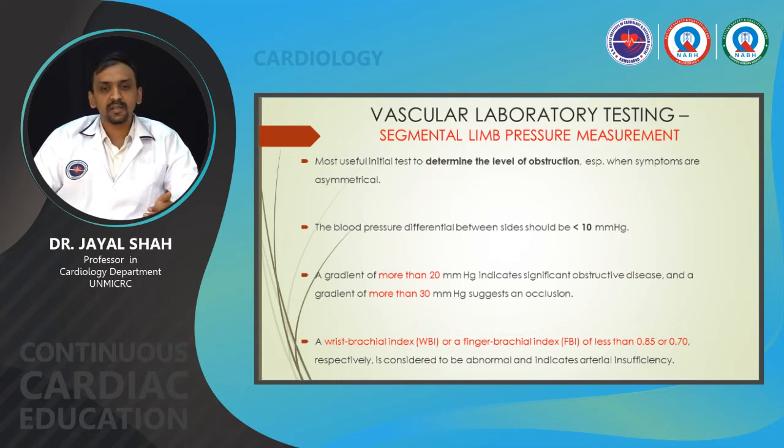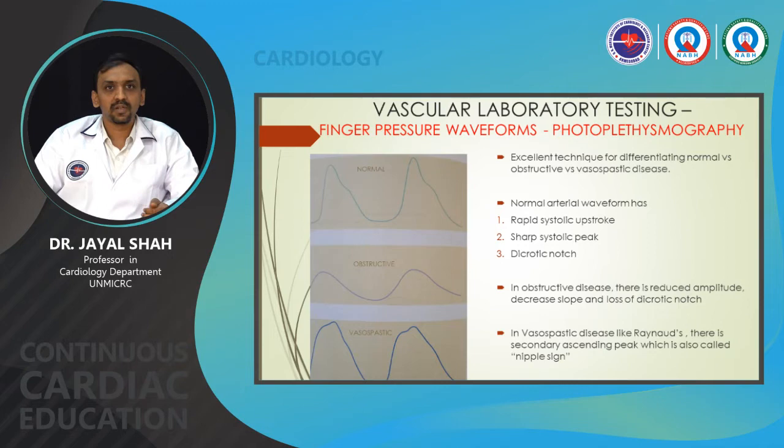Similarly, from this we can derive the wrist brachial index or the finger brachial index, which if less than 0.85 or 0.70 respectively, indicates arterial insufficiency. So this is just the pictorial representation of the finger pressure waveforms from photoplethysmography. It is an excellent technique for differentiating obstructive and vasospastic disease. So you can see the most upper image is the normal arterial upstroke. So it is a normal arterial waveform.